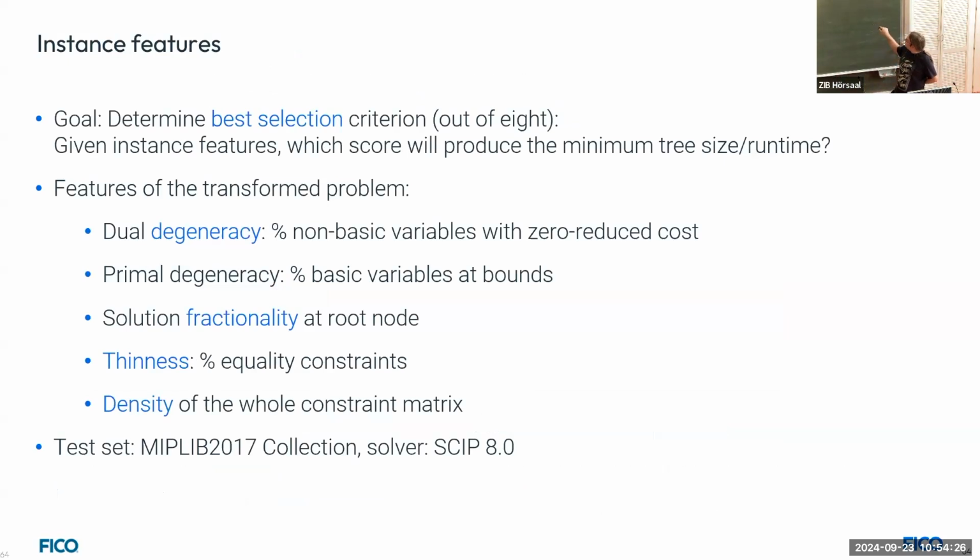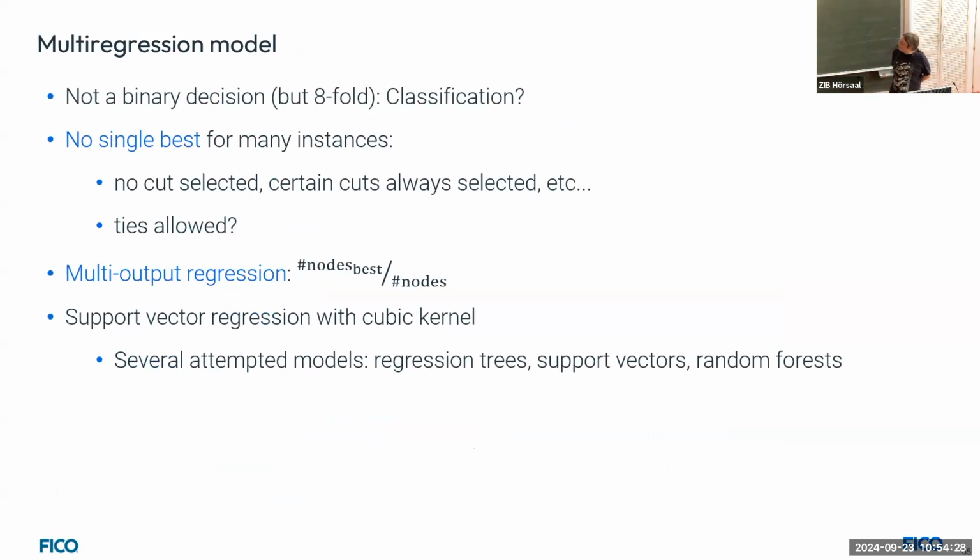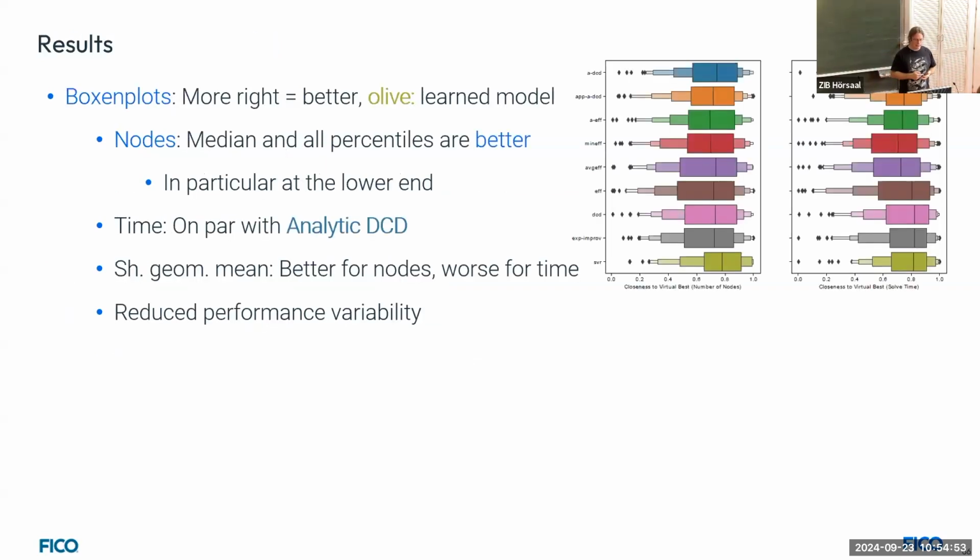This time, this was implemented in SCIP and trained on the collection set of MIPLIB 2017. We did not only have two competing rules here, but eight altogether. So again, we did not apply a classification model, but a multi-output regression. So we did a regression for each of the eight measures against the virtual best of the measures. And this is one way to visualize the results.